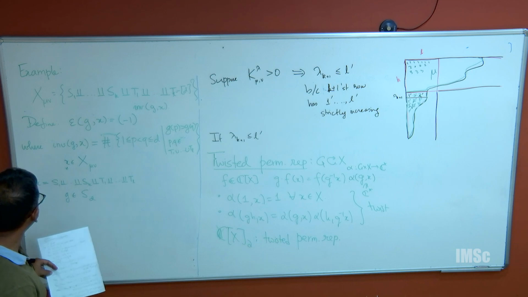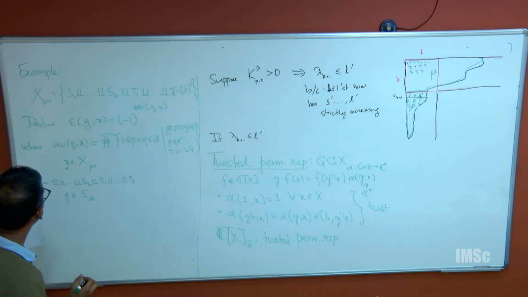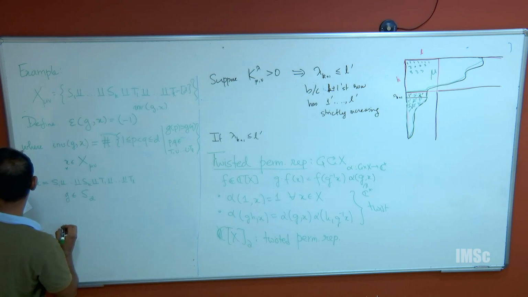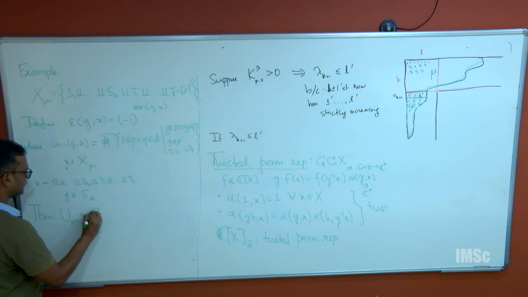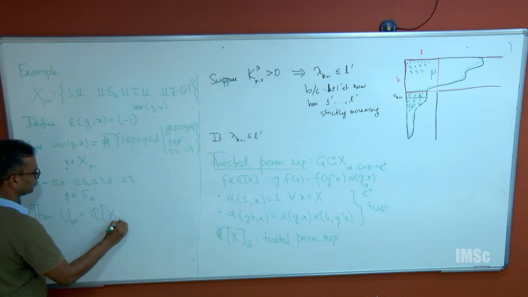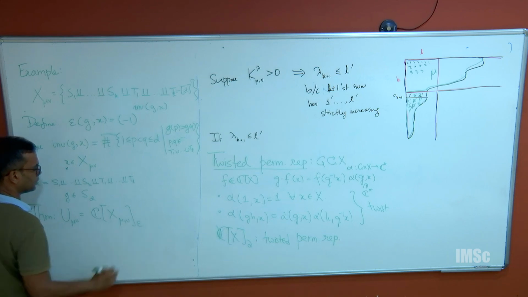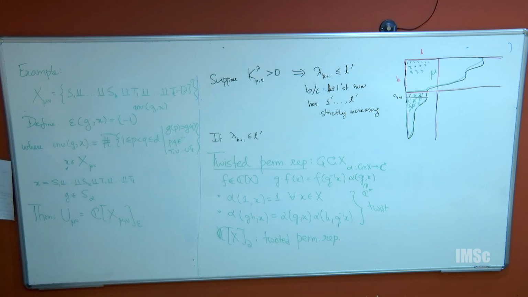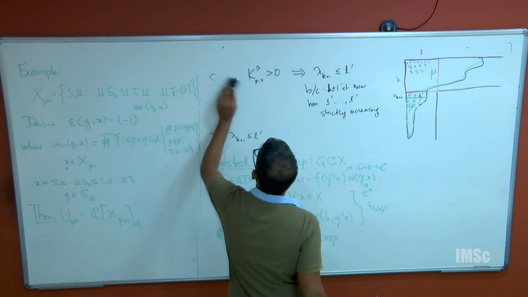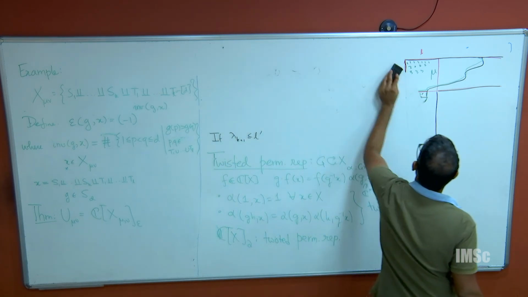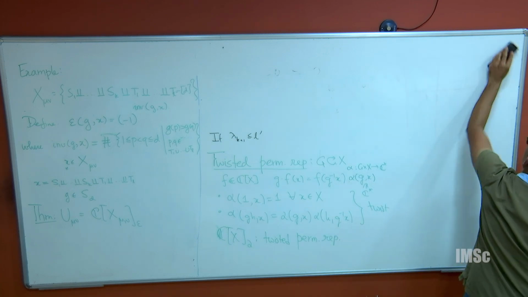Okay, so then you can define this epsilon G, and then the theorem is that U mu nu equals C of X mu nu twisted by this epsilon. I didn't fully write down the proof of this, but I'll give you the gist of it.